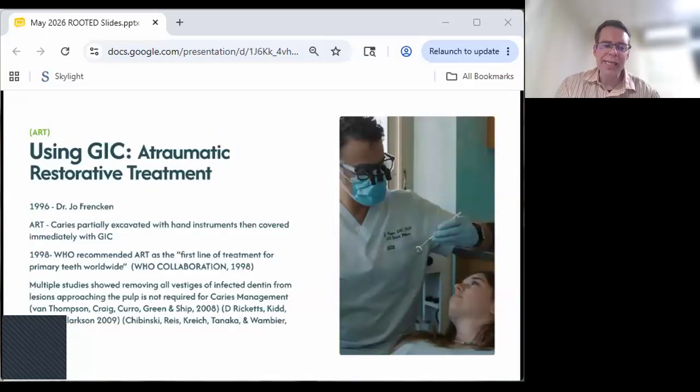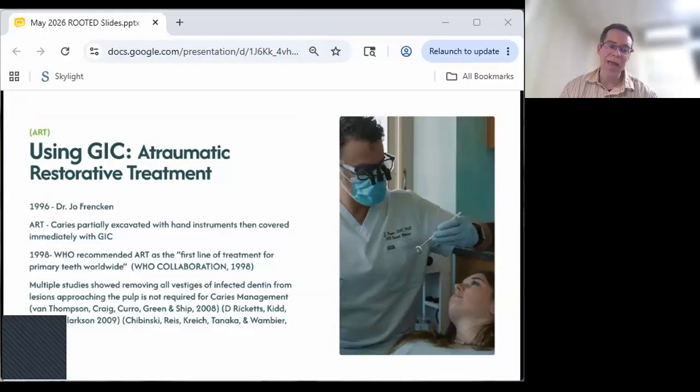Atraumatic restorative technique, which was actually pioneered by Jo Frencken out in Holland. Basically the concept is doing selective caries removal without any numbing and using a glass ionomer cement over the top of it. If you have a clean DEJ, dentinoenamel junction, and you've removed the substrate, you can actually have tertiary reparative dentin form without having to remove all of the decay.